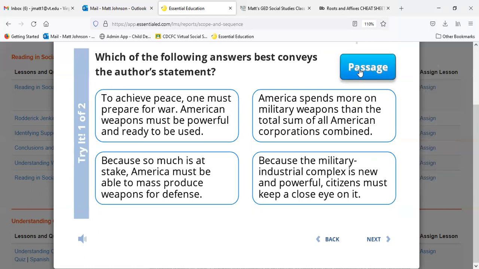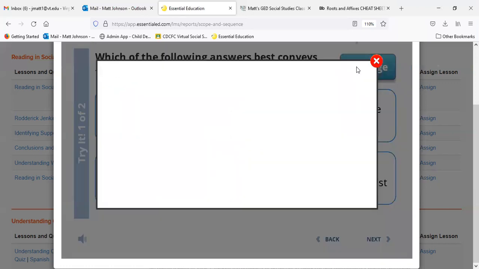All right. And like it says, like Nautica mentioned, which of the following answers best conveys the author's statement? Okay. Do we have a problem in Paxton with answers? That happens from time to time. They'll give you the wrong answer. So I apologize for that.